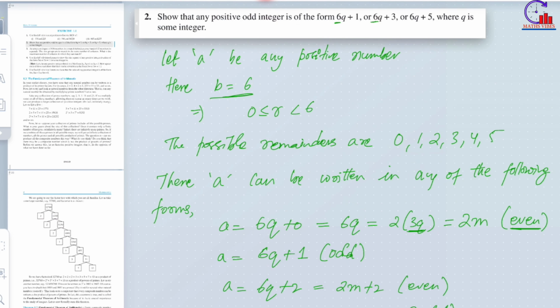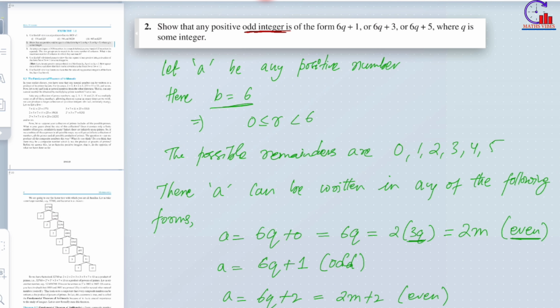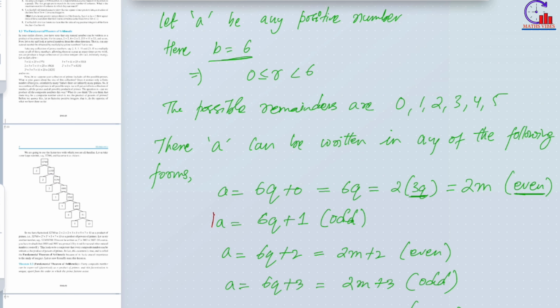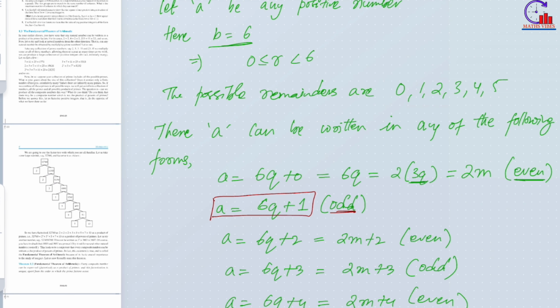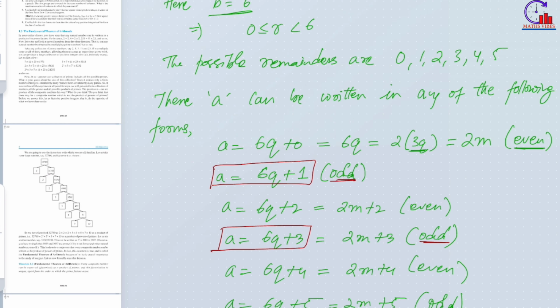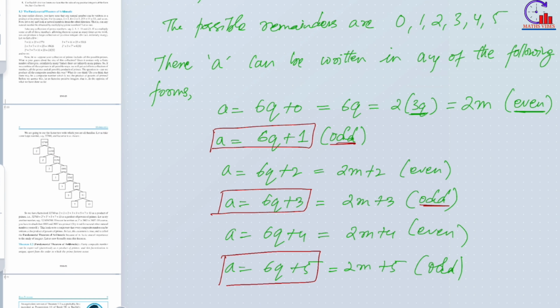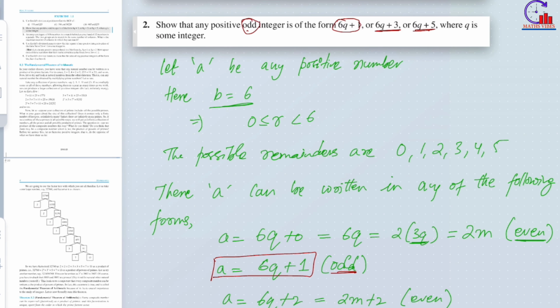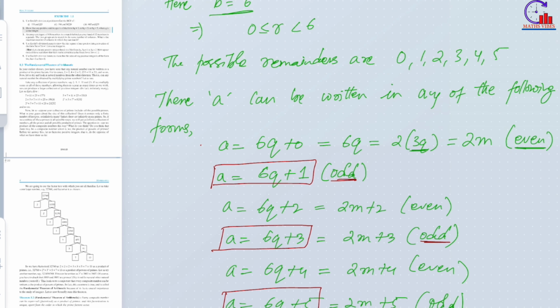So here you can see that 6q plus 1 is the odd number, right? Here a is equal to 6q plus 1, which is the odd one. Similarly, a is equal to 6q plus 3. This is also the odd number. And the last one, a is equal to 6q plus 5, which is the odd number. Sometimes in exams they will replace odd by even, right? That time you can find the even number in the same way, like this.